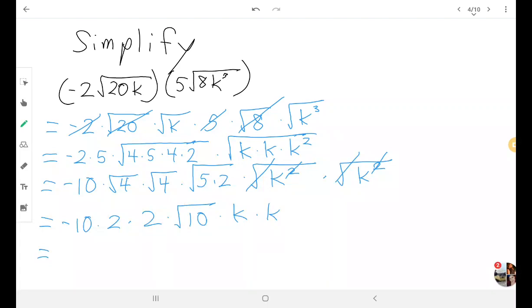So now I've got -10 times 4. 2 times 2 is 4. So that's -40 times k, which I can simplify to k squared, times the square root of 10, which I can't simplify anymore. And so this becomes my answer. I'll pause for a moment to allow for questions.